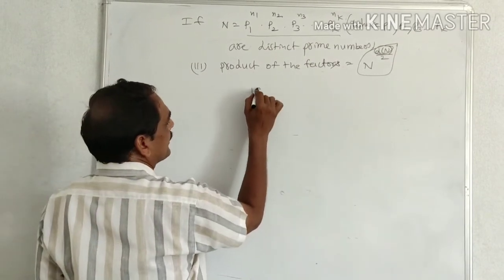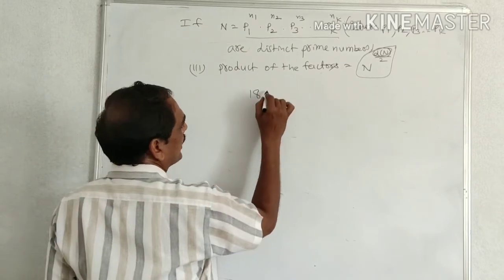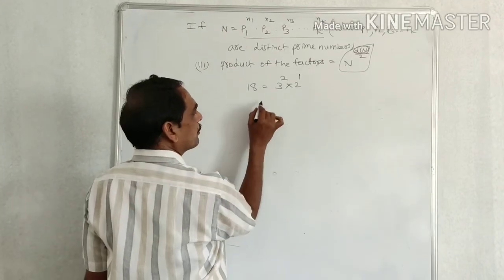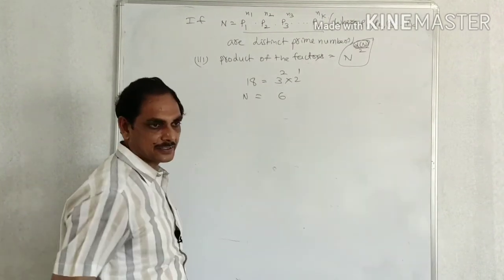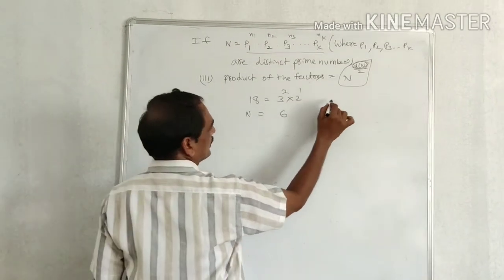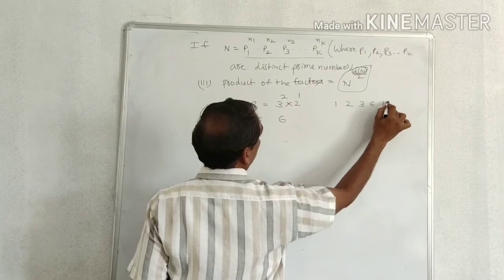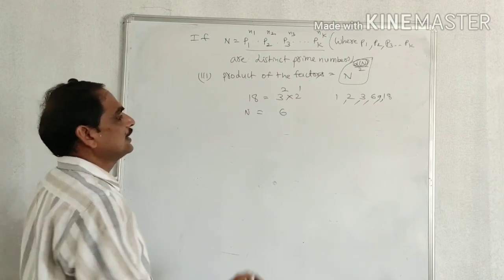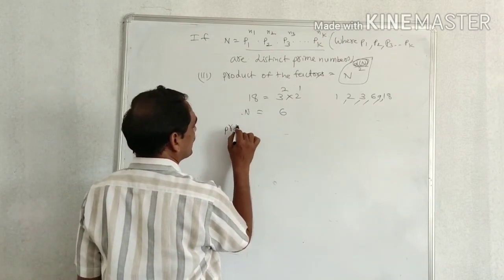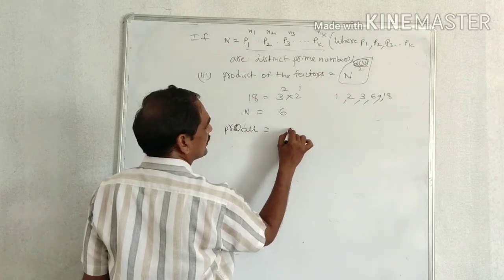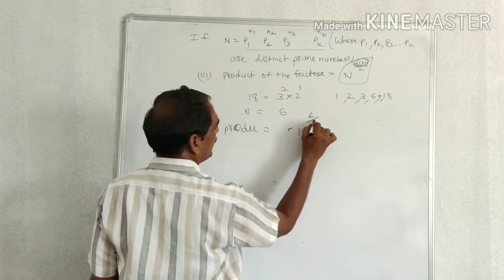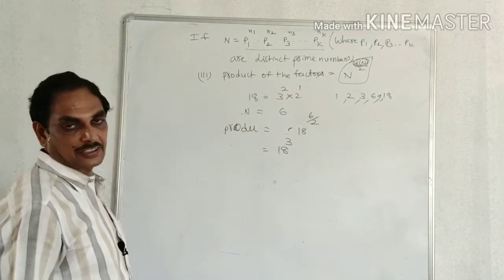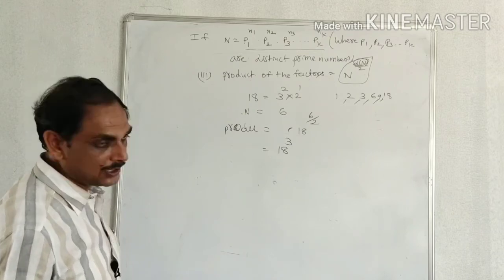Here 18 is the number. We write this as 3 square into 2 power 1, and we already know that the number of factors is equal to 6. What are the factors of 18? 1, 2, 3, 6, 9, 18. There are 6 factors. So the number of factors is 6 and the product of the factors is 18 to the power of 6 by 2, that is equal to 18 cubed. So this is the formula to find the product of the factors.